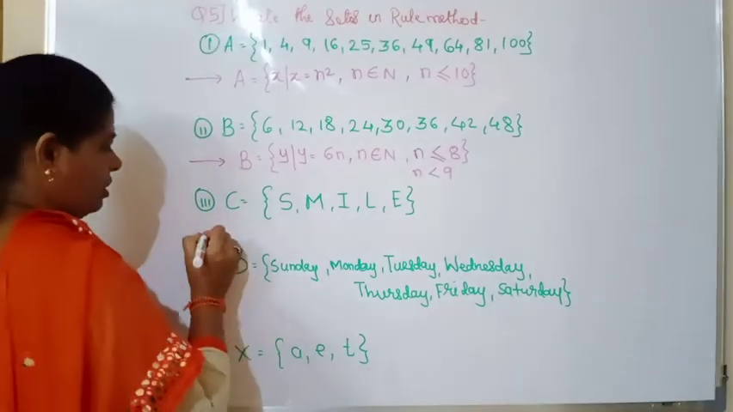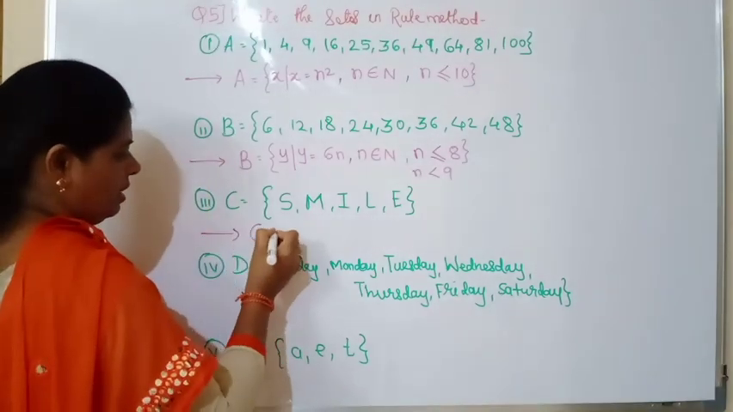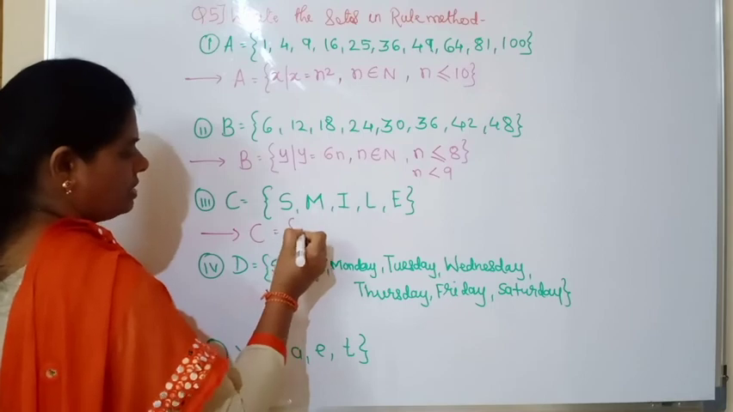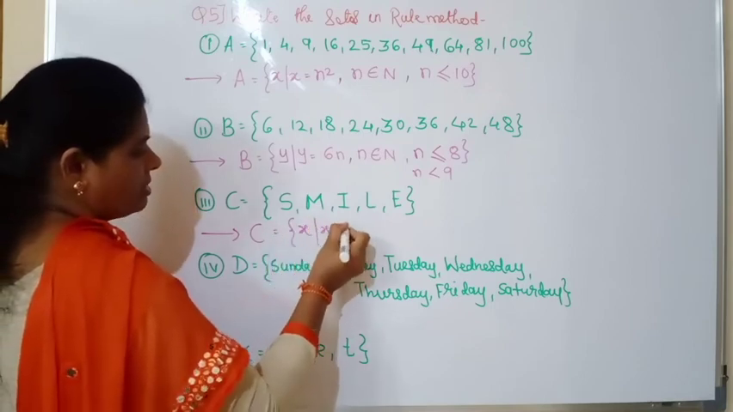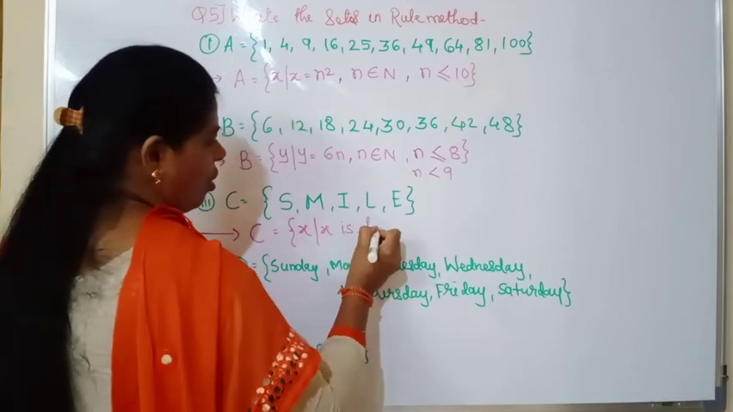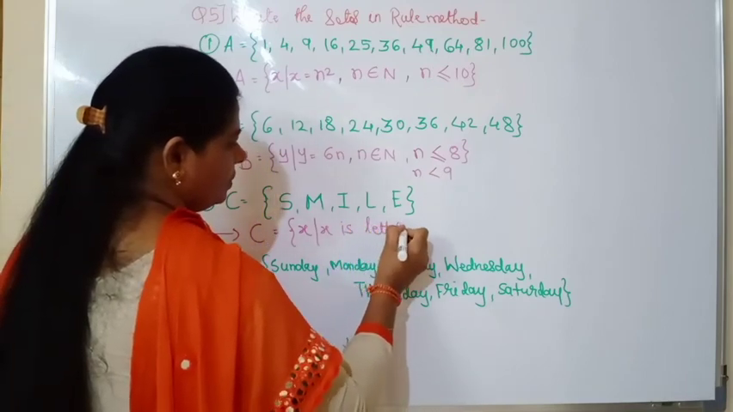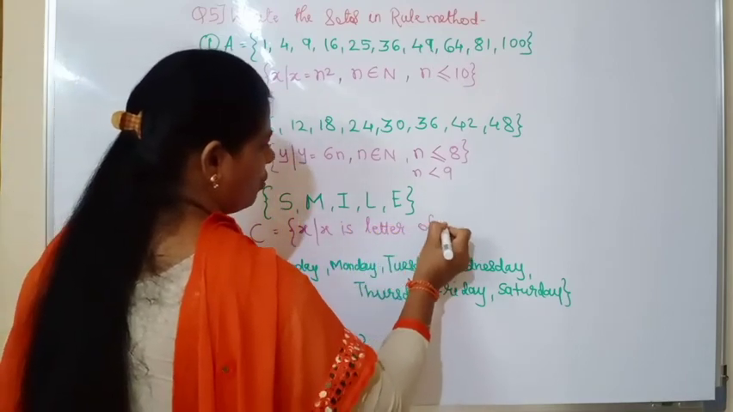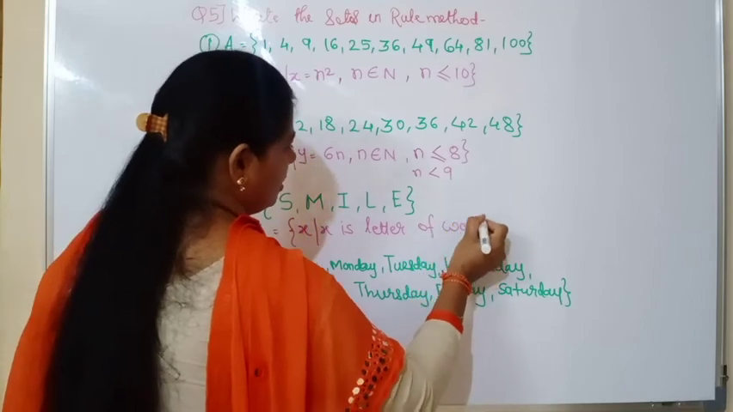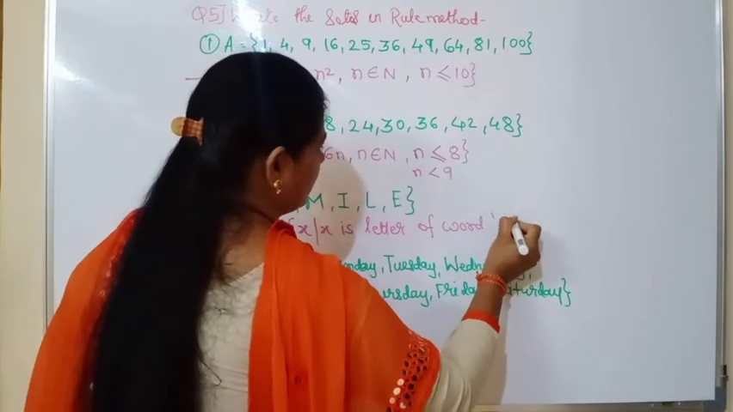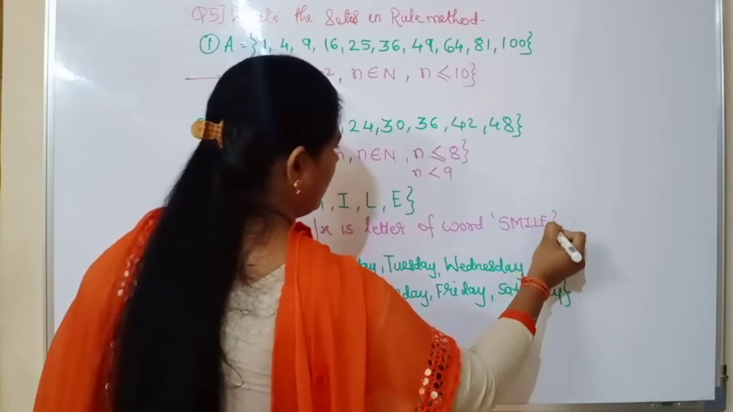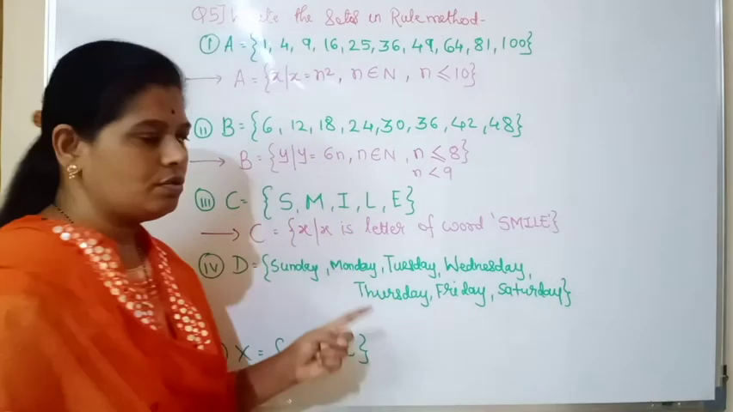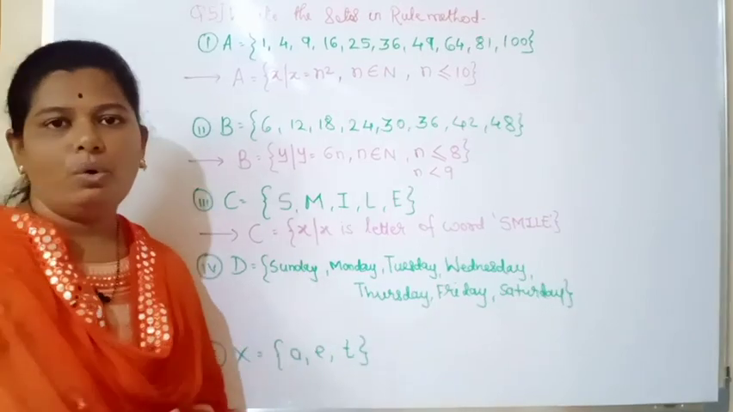So we will write it here, that is the set C equal to, it is a set of all x such that x is a letter of the word smile. Okay, so in this way we have to write a set in a rule method.